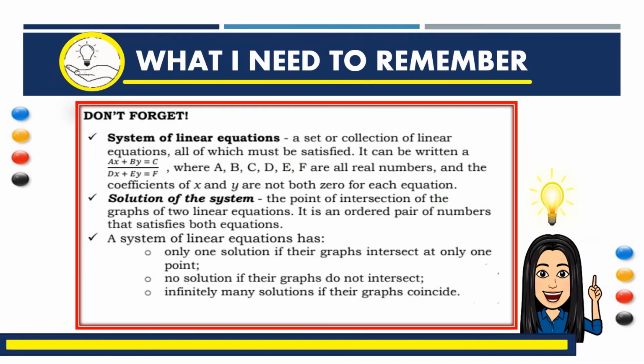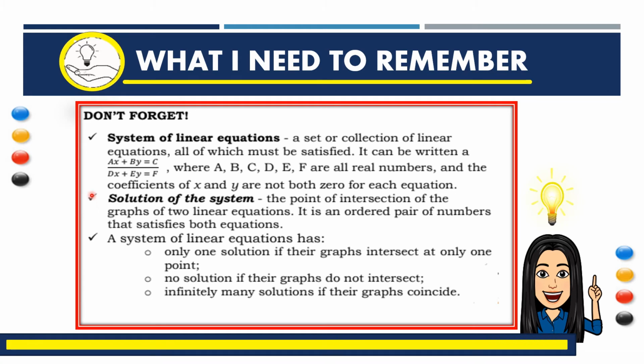And here are the key points that you have to remember in this lesson. What I need to remember: first, the system of linear equations is a set or collection of linear equations, all of which must be satisfied. It can be written ax plus by is equal to c and dx plus ey is equal to f, where a, b, c, d, e, and f are all real numbers and the coefficients of x and y are not both 0 for each equation.